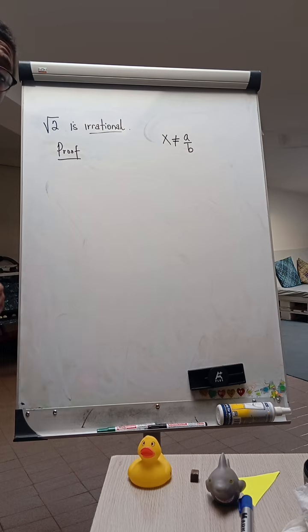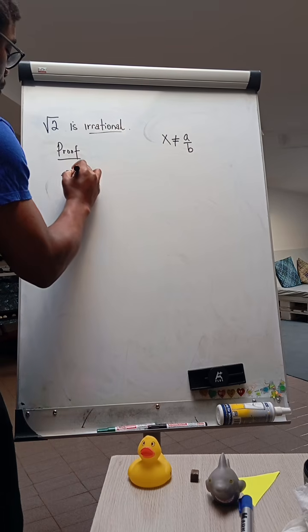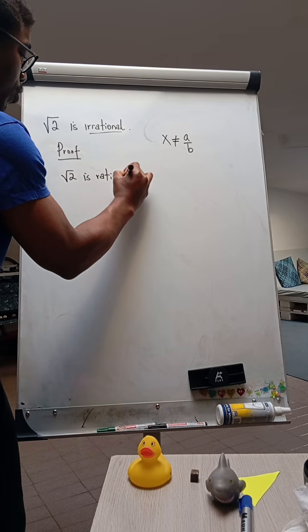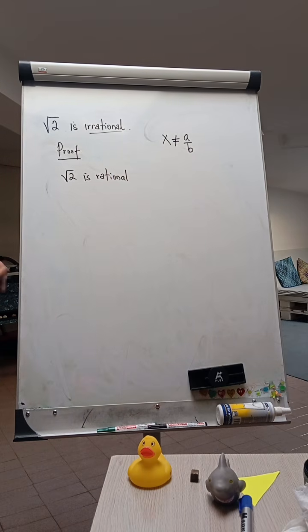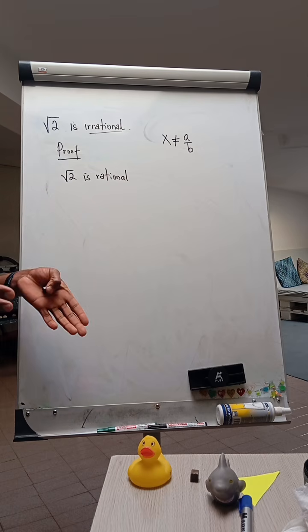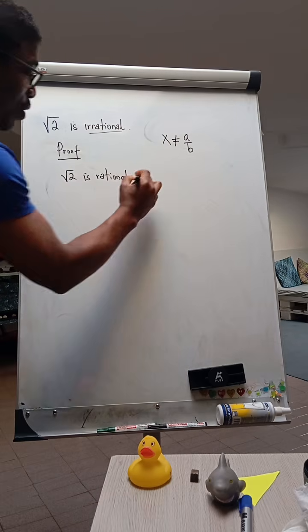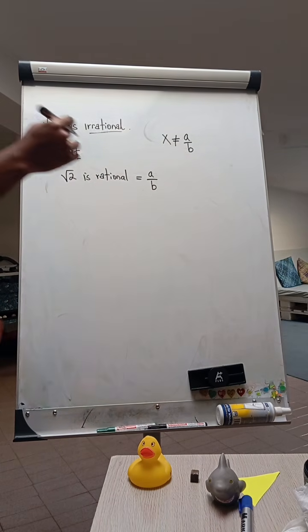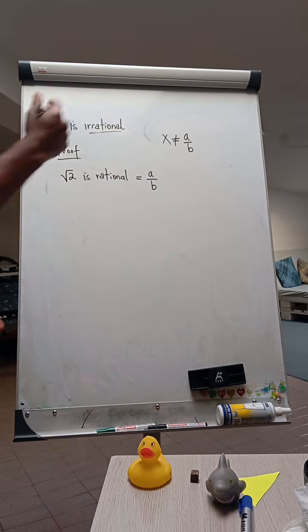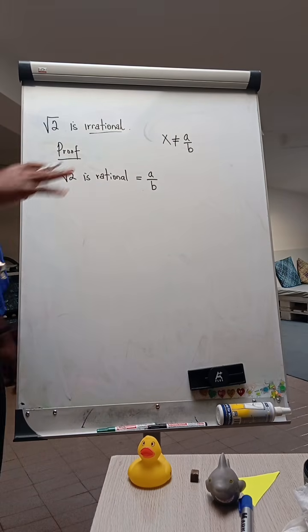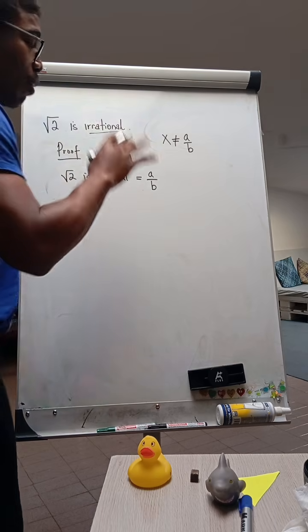Let's assume that the square root of 2 is rational. That's one. And that it's been reduced to its lowest form of rationality. So if it's rational, we could just assume a over b for some integers a and b, and this has been reduced to its lowest form of rationality.